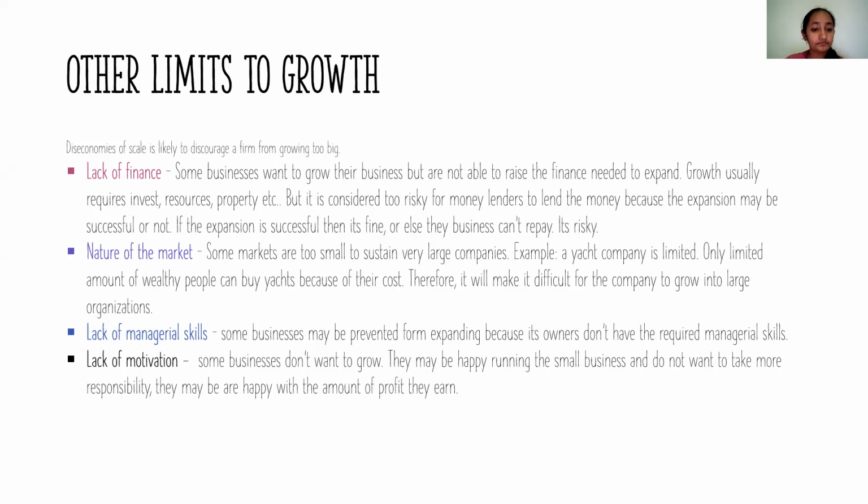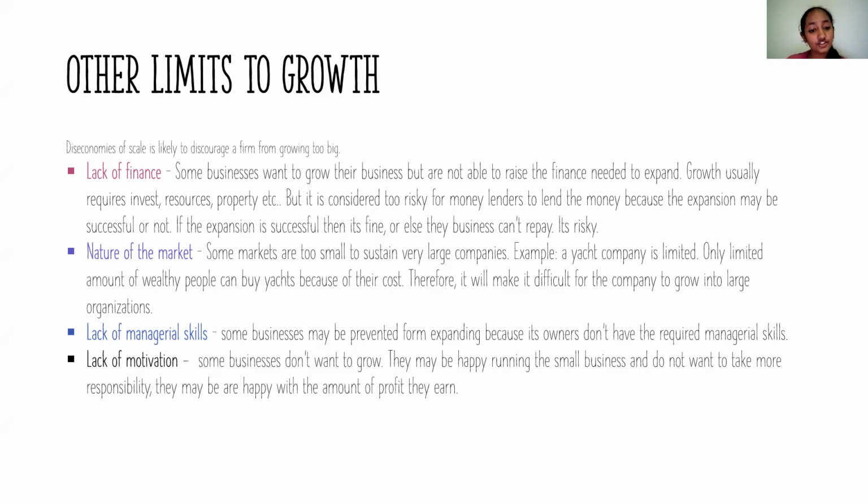Nature of the market. Some markets are too small to sustain very large companies. Example, a yacht company is limited. Only a limited number of wealthy people can buy yachts because of their cost. Therefore, it will be difficult for the companies to grow into large organizations.